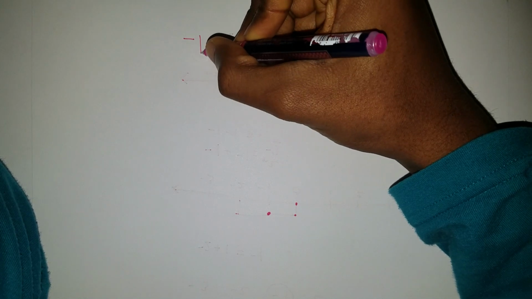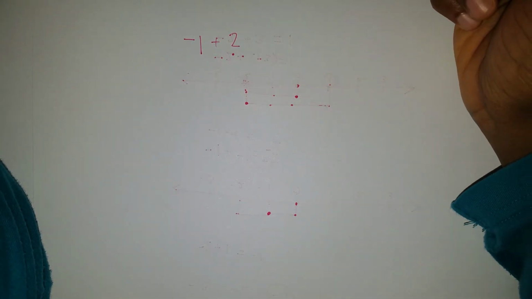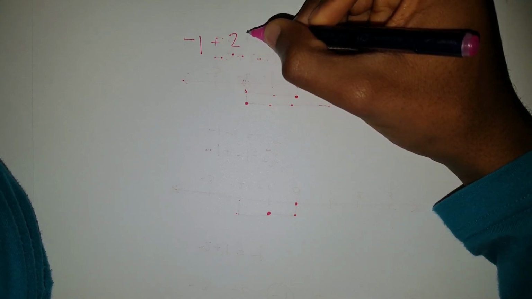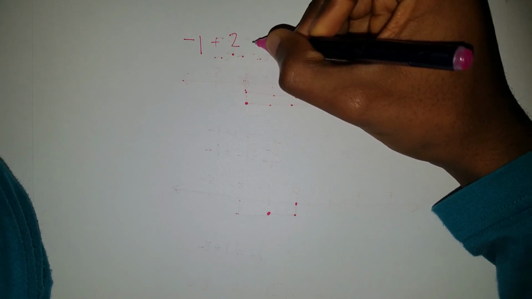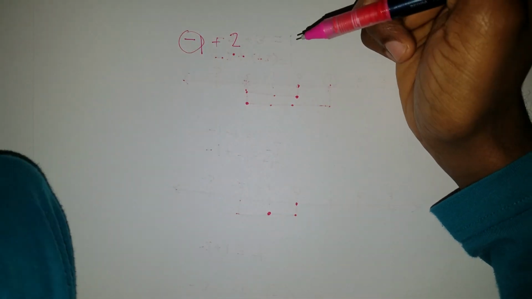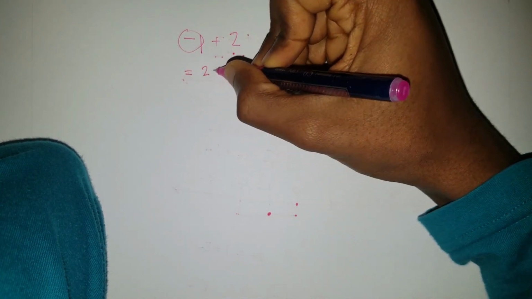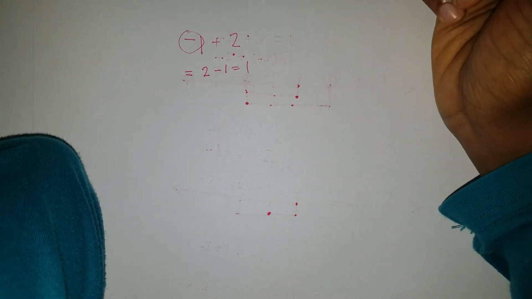Okay, so let's see, we have -1 plus 2. As you can see, we have two numbers with different signs. Different signs means that there will be subtraction involved with this negative. So what this really is is 2 minus 1. 2 minus 1 equals 1.